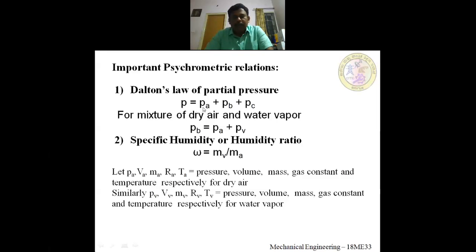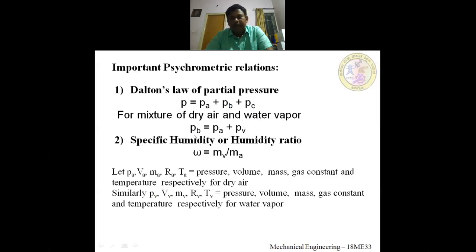So here suppose I have taken three gases, A, B, C. So total pressure is nothing but partial pressure of gas A plus partial pressure of gas B plus partial pressure of gas C. You know that atmospheric air is a mixture of dry air plus water vapor. So the total pressure is nothing but, dry air is represented by suffix A, I told you, and water vapor is represented by suffix V. It is PA plus PV.